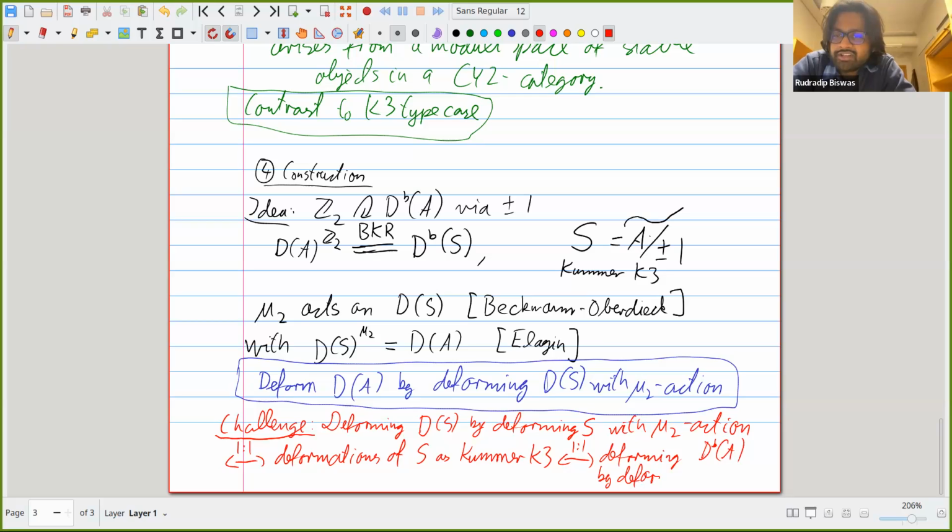Can I ask another very basic question? Sure, yeah, please do. So you just said that there are some cohomological criteria for when this mu2 action will be deformed. What are they? Yeah, I'll explain this. Okay, yeah, thank you.